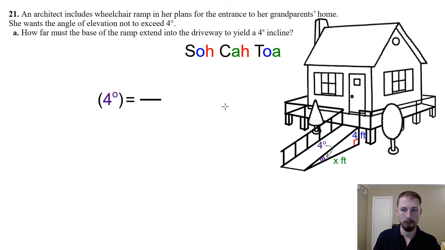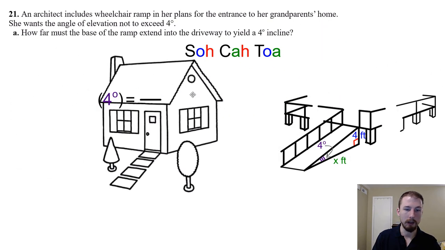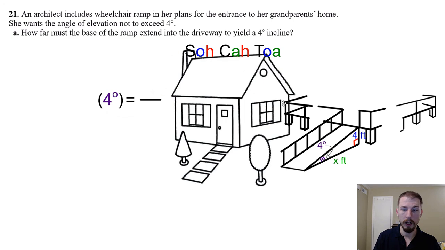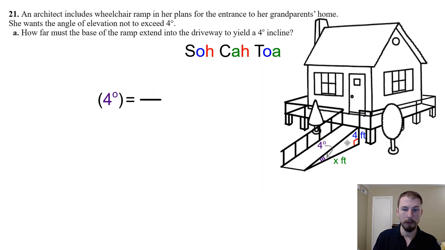So let me change that. So this is the original house that I had that I found the shape art for. And then you could see how I built the ramp around it, which is kind of cool.